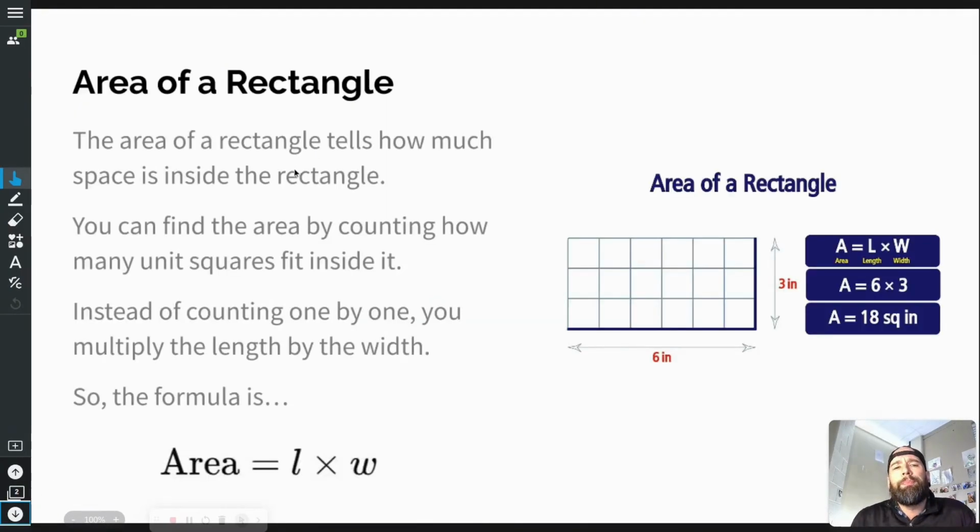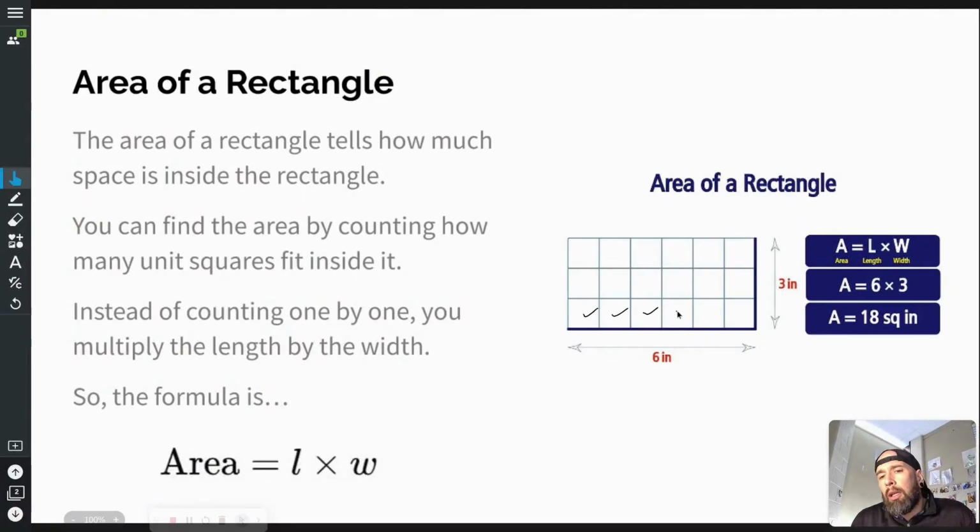All right, here we go. Let's get into it. The area of a rectangle tells us how much space is inside of a rectangle. So you have an area of a rectangle here. This rectangle is 6 inches long, 3 inches wide, and someone says it's going to be 18 square inches. Well, how do you know that? Because every square inch you can count out.